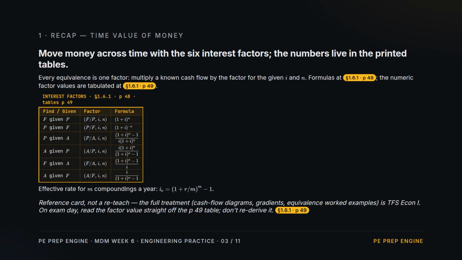Recap 1. The time value of money. Every equivalence is a single factor. Pick the one that converts what you have into what you want, for the given rate and number of periods. Present to future and back. Present to annual and back. Future to annual and back. 6 factors. The formulas are printed, and the numeric values sit in a table you read directly on exam day. Effective rate accounts for compounding more than once a year. That's the whole toolkit. The depth is in TFS Economics 1.